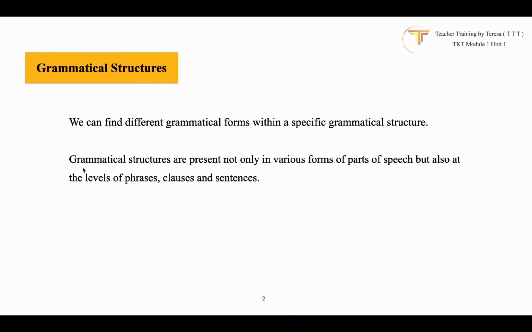Grammatical structures. We can find different grammatical forms within a specific grammatical structure. Grammatical structures are present not only in various forms of parts of speech but also at the levels of phrases, clauses, and sentences. Structure. Form.